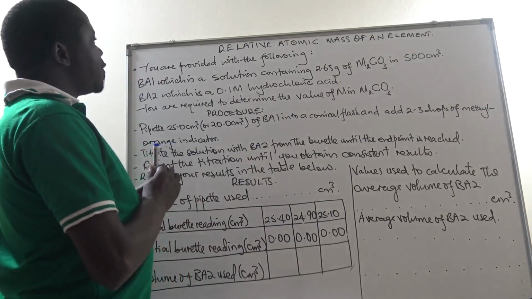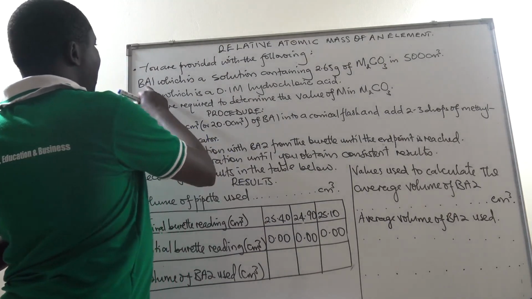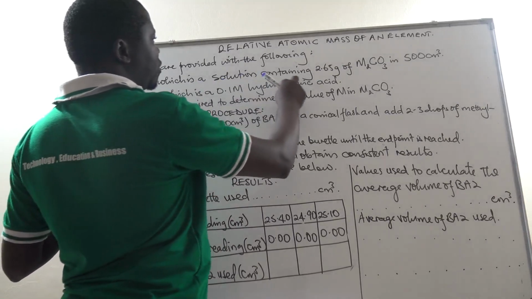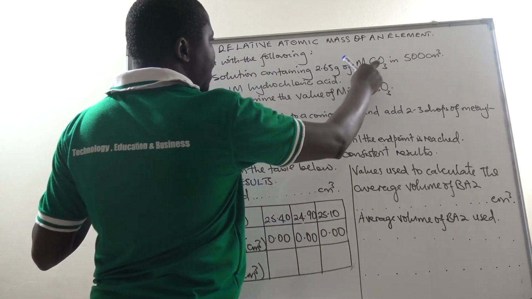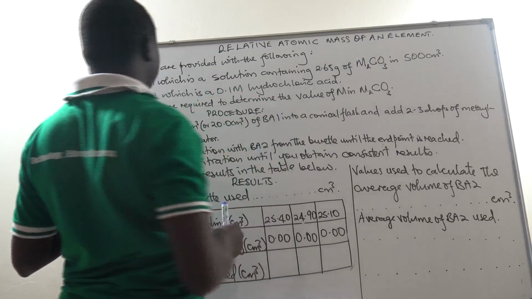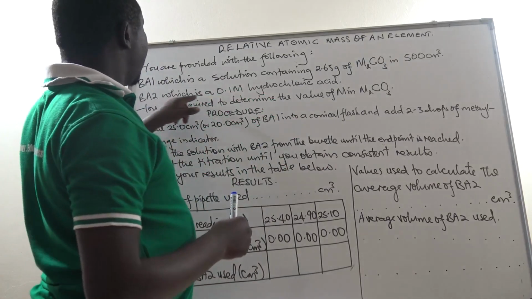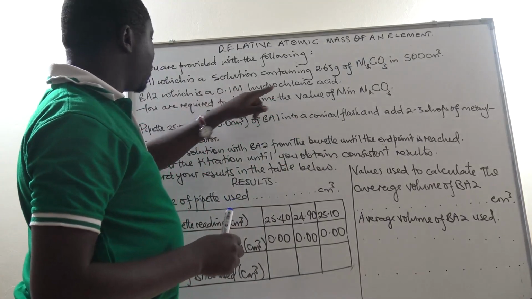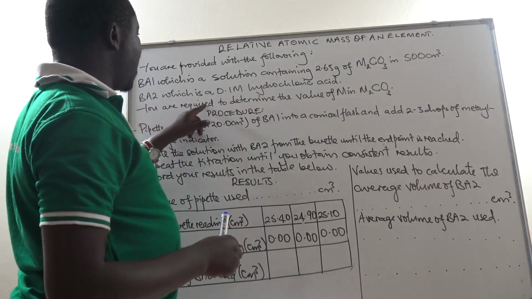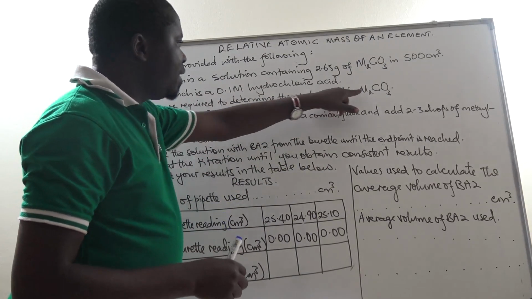So you are provided with the following: BA1, which is a solution containing 2.65 grams of M2 carbonate in 500 cubic centimeters. BA2, which is a 0.1 capital M hydrochloric acid. You are required to determine the value of M in M2 carbonate.